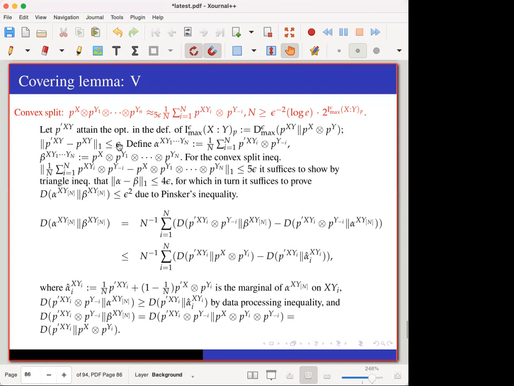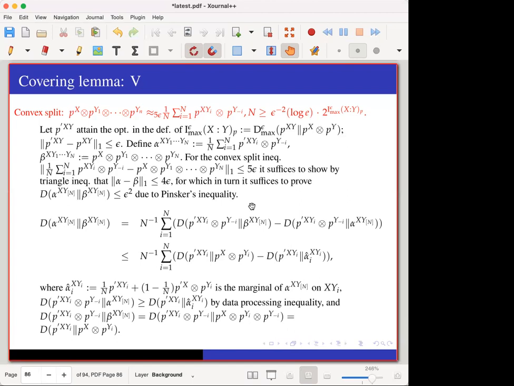Then I can combine it via triangle inequality with this constraint, okay, and get the 5 epsilon. 4 epsilon plus this epsilon gives me 5 epsilon. So it suffices to prove that alpha is close to beta in L1 to within 4 epsilon. And for which in turn it suffices to prove that the relative entropy of alpha with respect to beta is less than epsilon squared due to Pinsker's inequality.